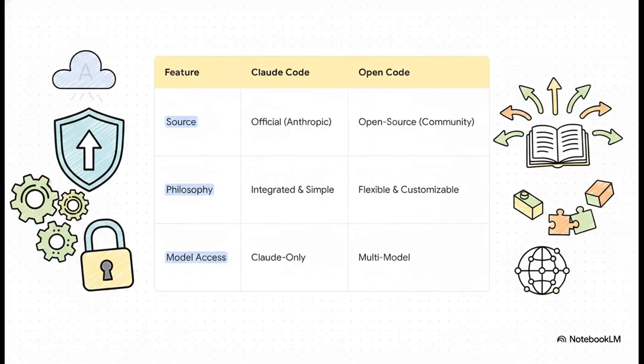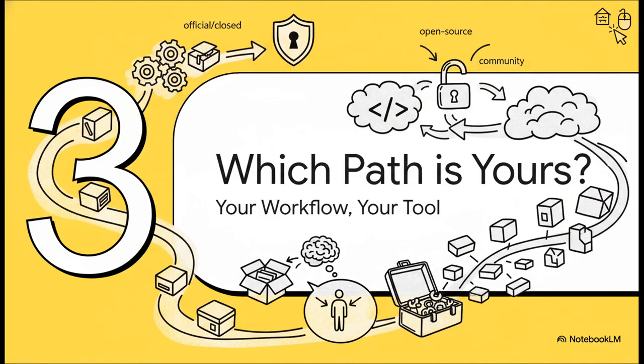And this table just lays it all out side by side. On one hand, you've got Claude Code, official, integrated, simple, but it locks you into the Claude model. On the other hand, you have Open Code, open source, flexible, customizable, and it gives you access to a bunch of different models. One is all about seamless simplicity, the other is about ultimate control. Which brings us right back to the main point here. It's not really about which tool is objectively better. It's about which path lines up with your specific needs and your own personal workflow.